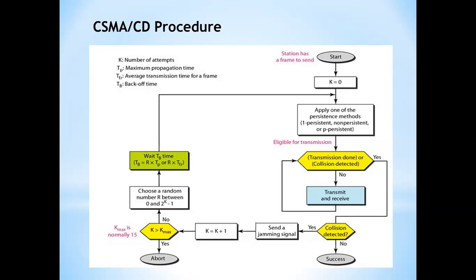CSMA CD, that is collision detection, is used for the traditional Ethernet. CSMA CD is the important protocol that is defined by the IEEE 802.3 Ethernet. It is an international standard. The MAC sublayer protocol does not guarantee reliable delivery even in the absence of collision. The receiver may not have copied the frame correctly.